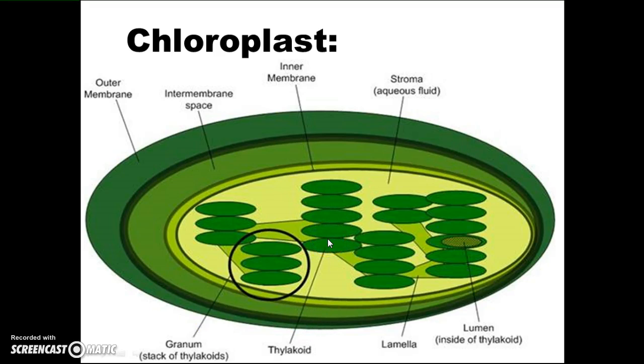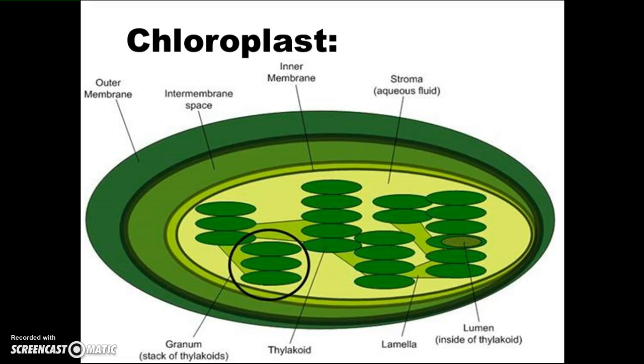The thylakoids possess interior space, and they are stacked to form what is called grana. Here's the grana, a stack of thylakoids, as it's shown right here, a granum. All of this is suspended in the stroma, which is an aqueous fluid. So keep in mind the chloroplast is an organelle. It's not a specific cell. It's just a small part of a specific cell.